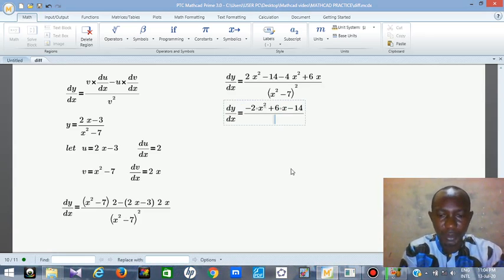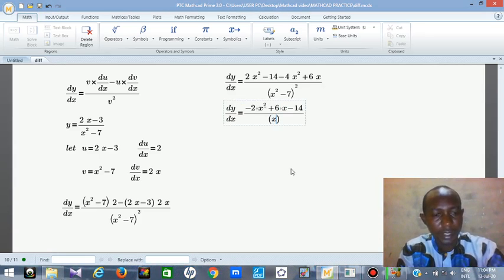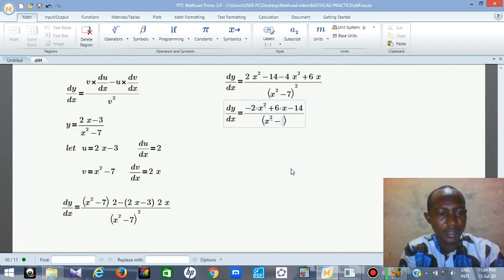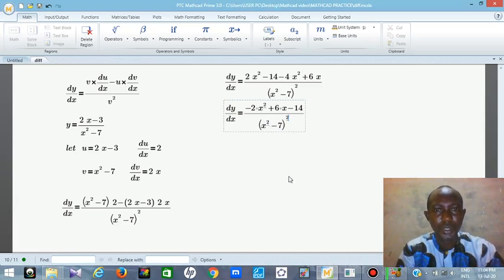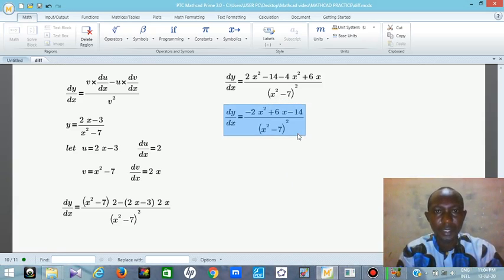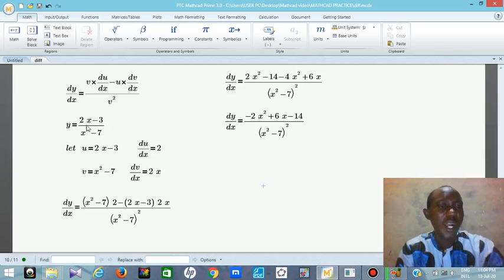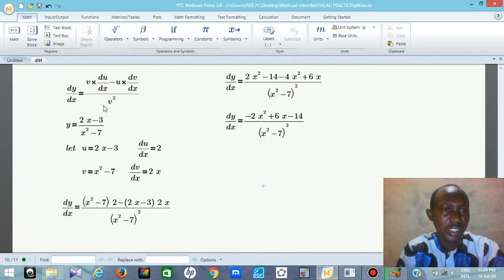Then divided by, you open your bracket, x squared minus 7 raised to power 2. So this is the answer to this question. y is equal to 2x minus 3 divided by x squared minus 7. When you differentiate it using quotient rule, this is what you are going to get.